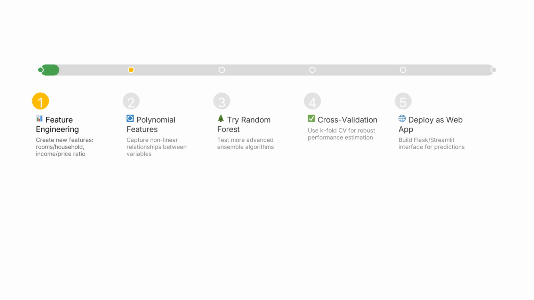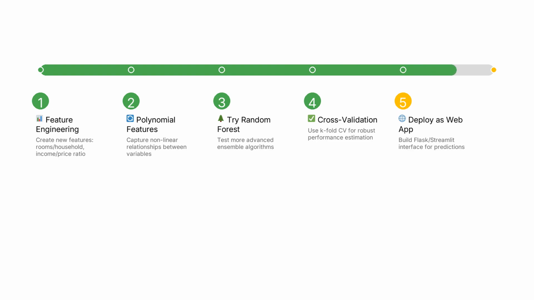Taking it further. Want to level up this project? Here's your roadmap. Start by adding more features through feature engineering. Create ratios like rooms per household or distance to city centers. Then try polynomial features to capture nonlinear relationships. Experiment with different algorithms like random forest or gradient boosting. Add cross-validation for more robust evaluation. Finally, deploy your model as a web app where users can input house features and get instant predictions.